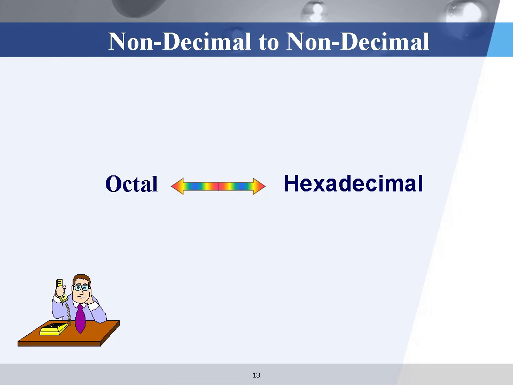So how are we going to convert from octal to hexadecimal or from hexadecimal to octal? What we can do is convert from octal to binary first, and then we regroup the digits, and then we convert from binary to hexadecimal.